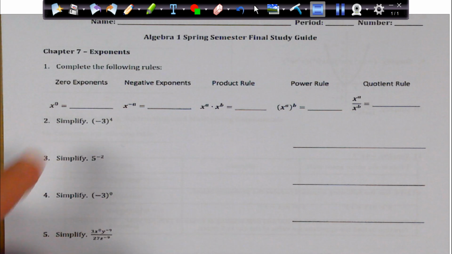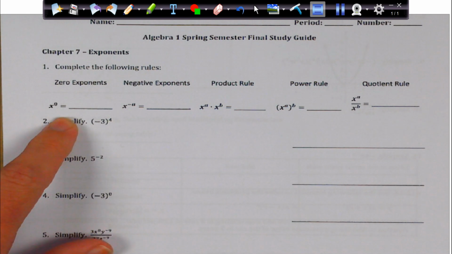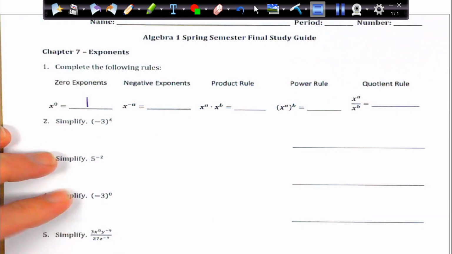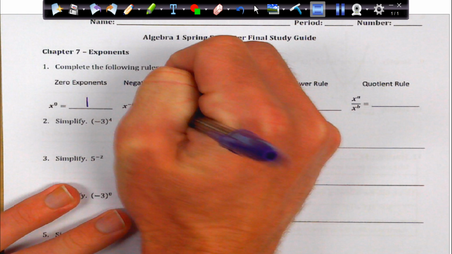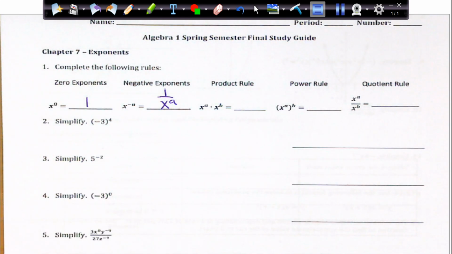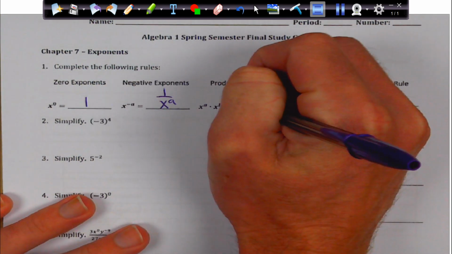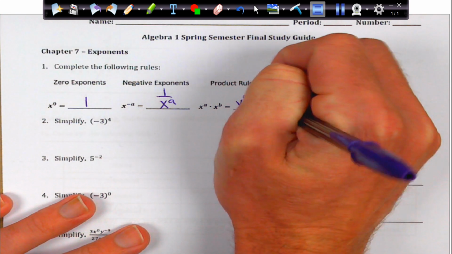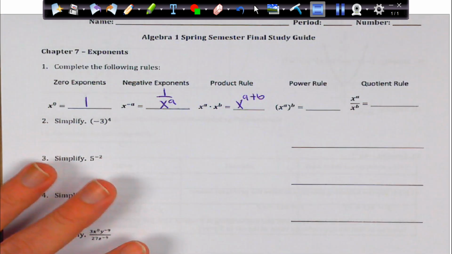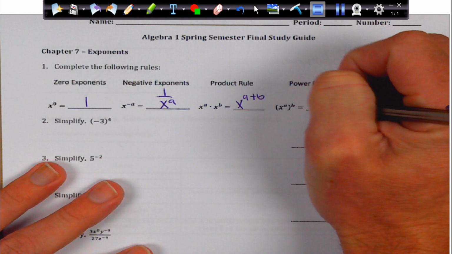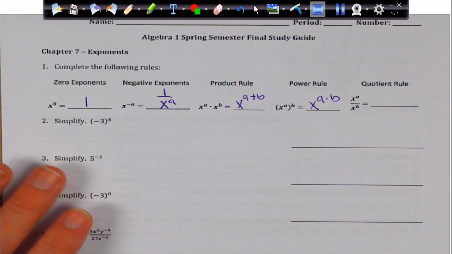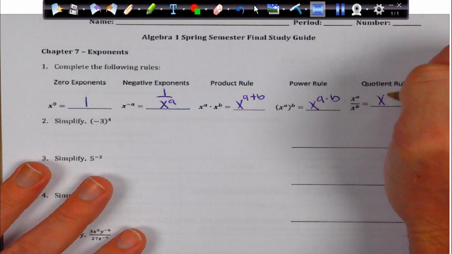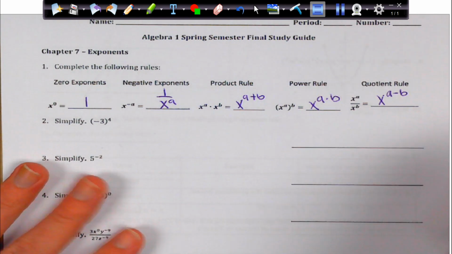So here we go. First of all, a great thing for your note card is our rules. Zero exponent: anything to the zero power is 1. Negative exponents put basically that thing under 1. A times b, our exponents in this case are going to add. The power rule, a to b, is going to be our exponents multiply. And our quotient rule: when we're dividing, our exponents subtract, and it's the top minus the bottom.